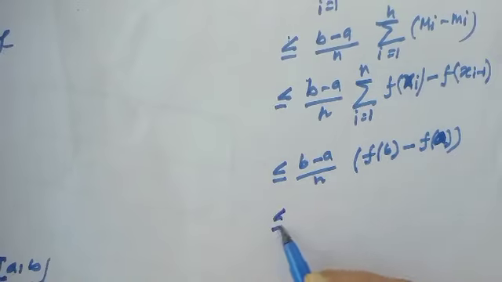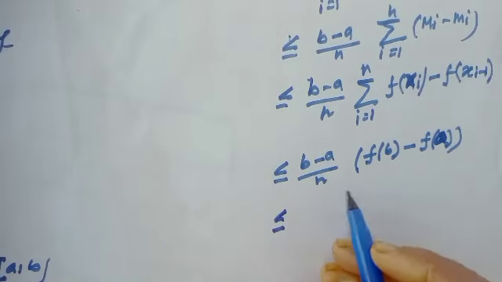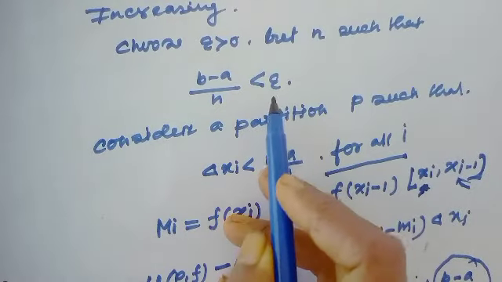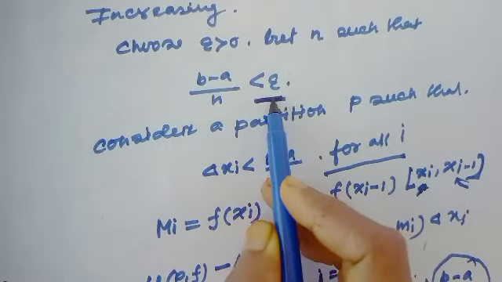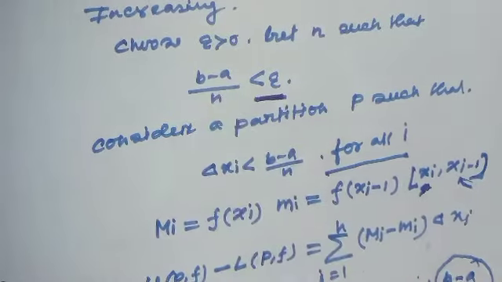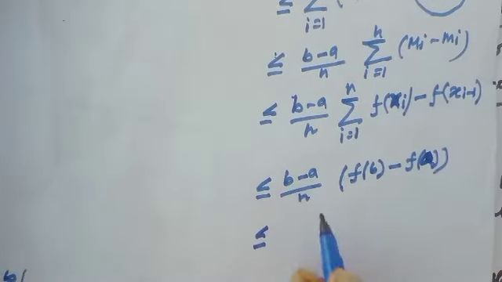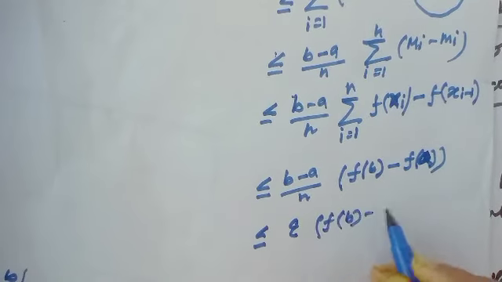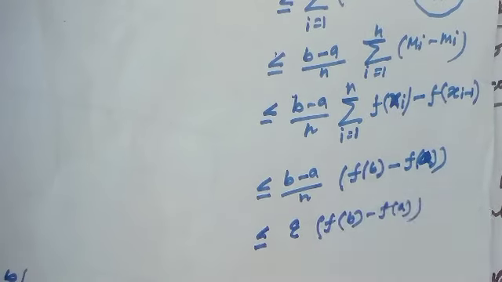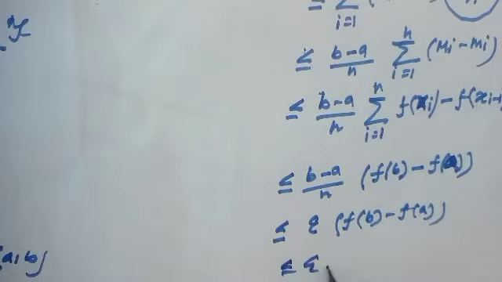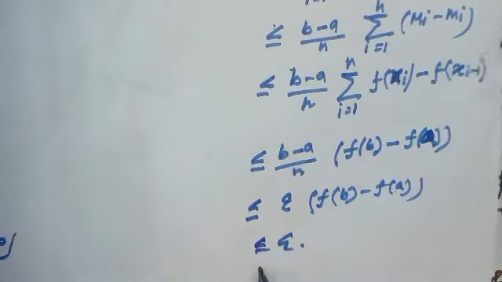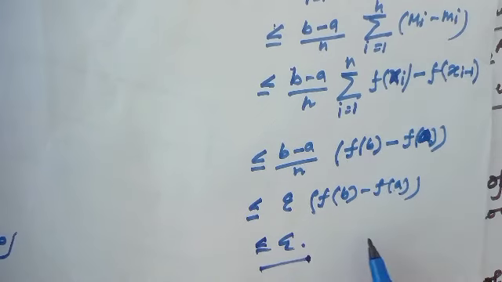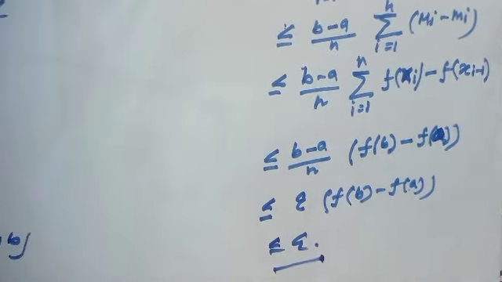this is less than or equal to epsilon times (f of b minus f of a), because I have considered (b minus a) over n less than epsilon. Are you getting why I have considered it? To prove the theorem. Then obviously this would be less than epsilon. So UPF minus LPF less than epsilon, so every monotonic function will be Riemann integrable.